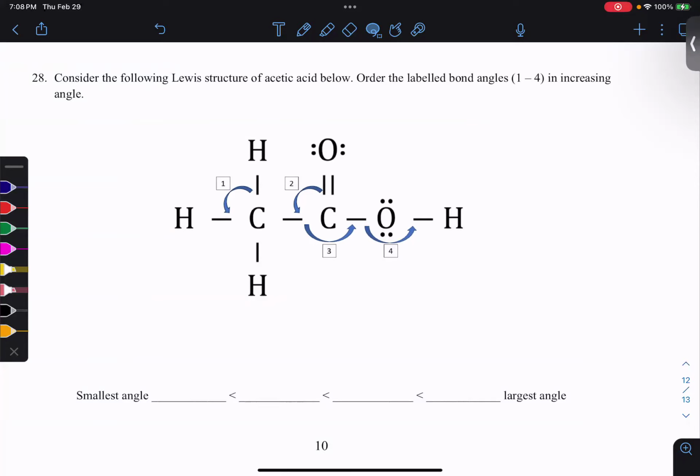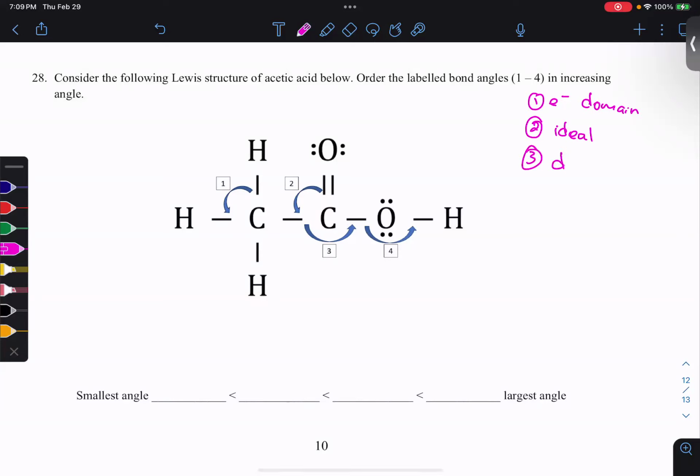Consider this Lewis structure. Order the labeled bond angles from smallest to greatest. Okay, we want to consider deviations. So our strategy here is you need to first determine the electron domain. We want to get the electron domain of the central atom in the bond angle, right? You want to predict the ideal bond angle for that specific domain. Usually these are going to be trigonal planar or tetrahedral or something like that.